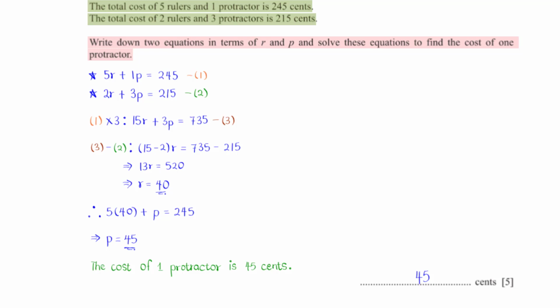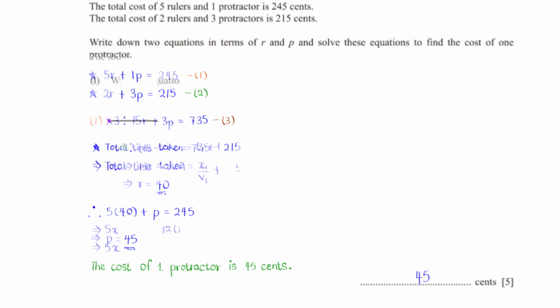If we pick equation 1, we have 5 times 40 plus P equals 245. When we make P the subject, we get P equals 45. And so we have the cost of one protractor as 45 cents.